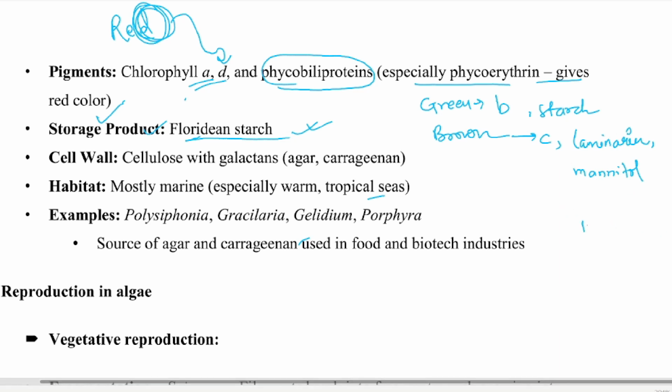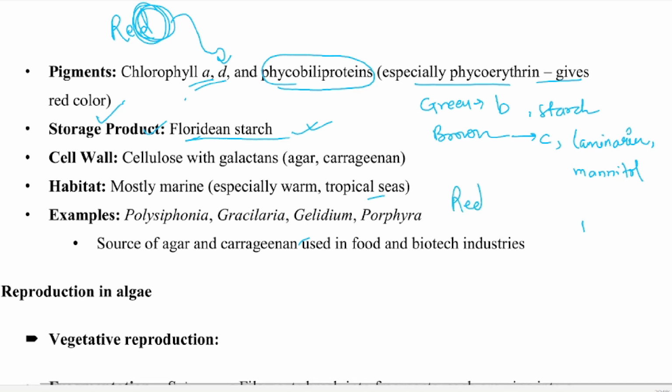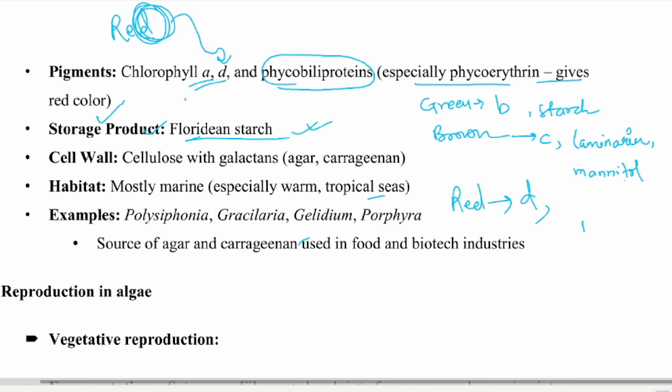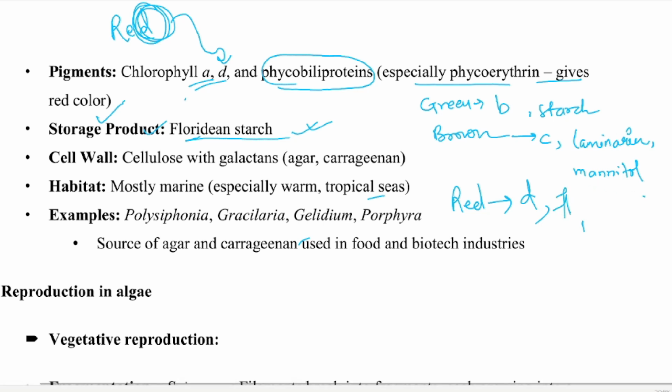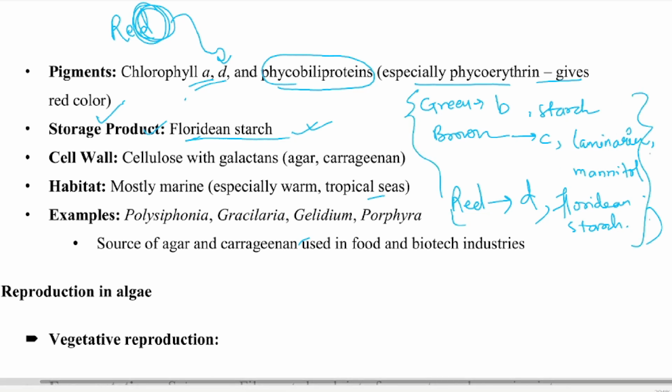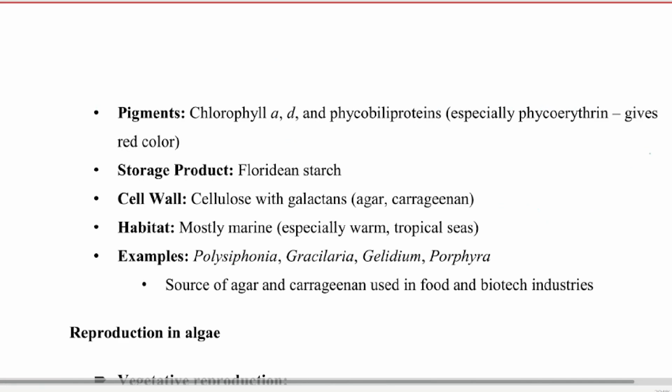And in case of talking about the red algae, D is the main specific pigment found in the chlorophyll case. Chlorophyll D is pigment. And talking about its storage product, in case of red algae, it has floridean starch. You are very familiar with this term as well. Just for memorizing, we are just making it as a revision class today for everything.